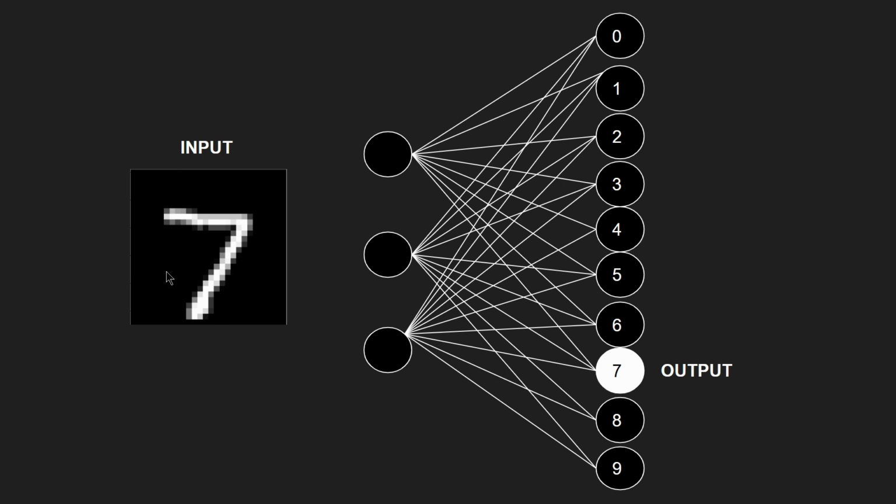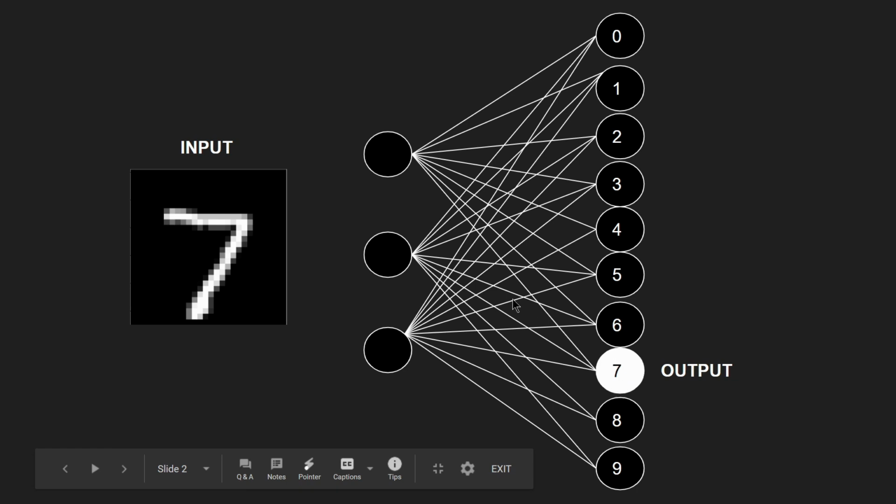Say I input this picture of a single digit number. I want it to guess what single digit number is contained inside of this image. The single digit numbers are listed down here, so there are going to be 10 output neurons. And if our neural network works properly, it will make 7 the output neuron.